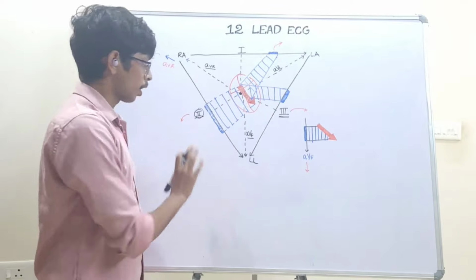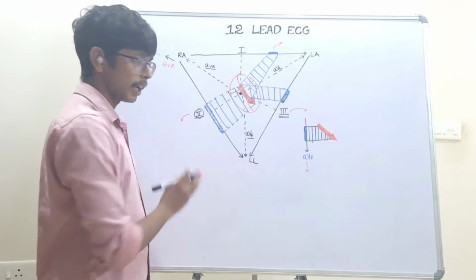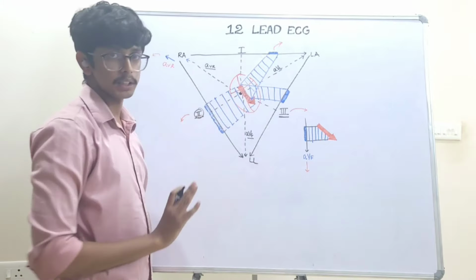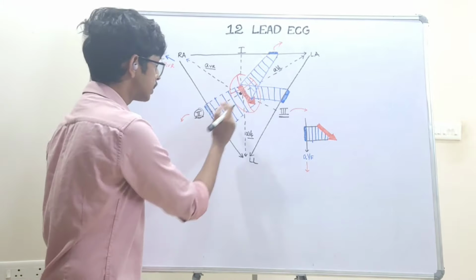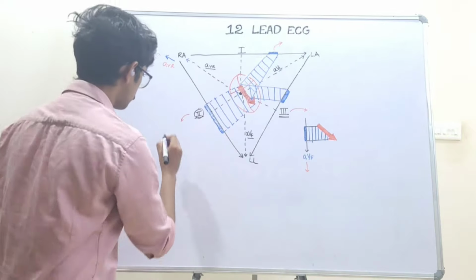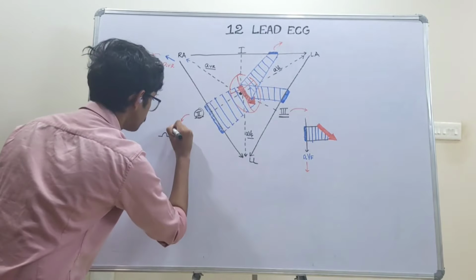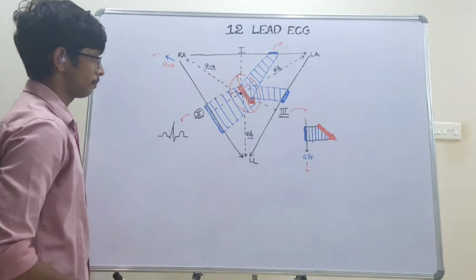The amplitude of the QRS complex, which is depicted by a particular lead, will depend on how much this lead sees this depolarization wave. Lead 2 will see this wave to the maximum. That is why the amplitude of QRS here in lead 2 will be maximum.